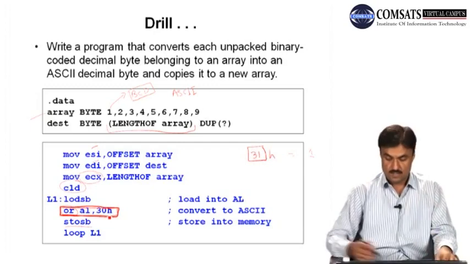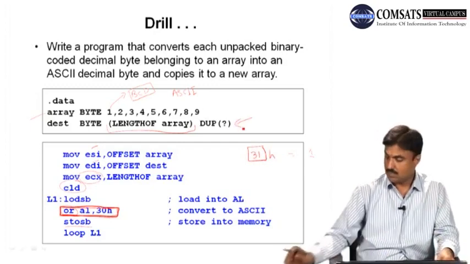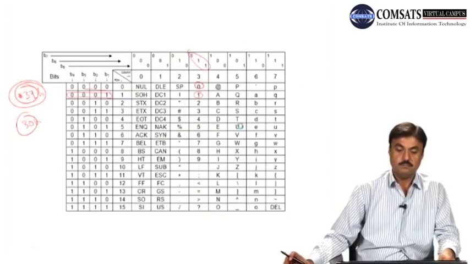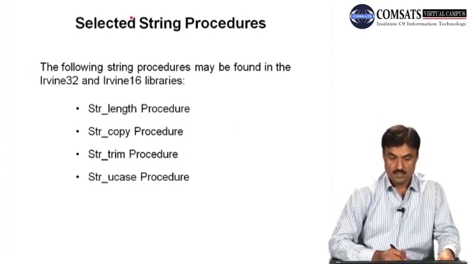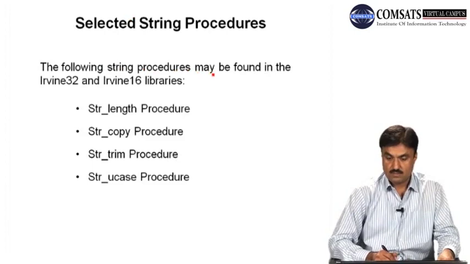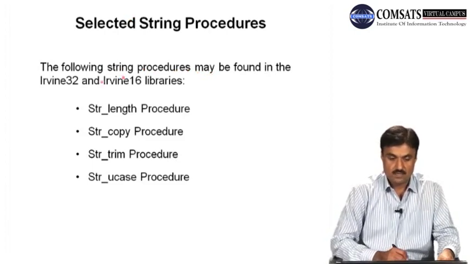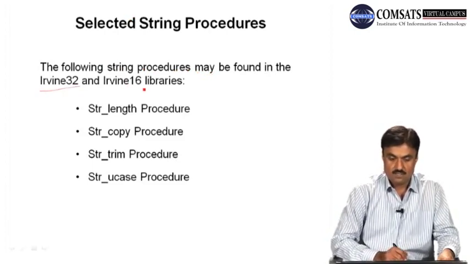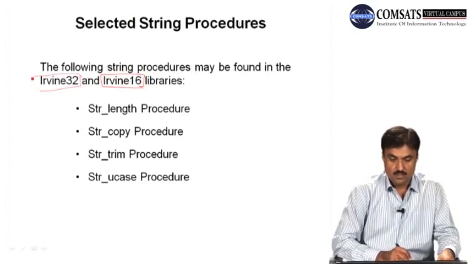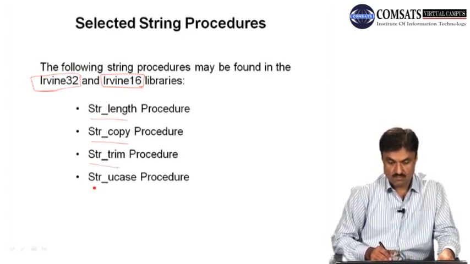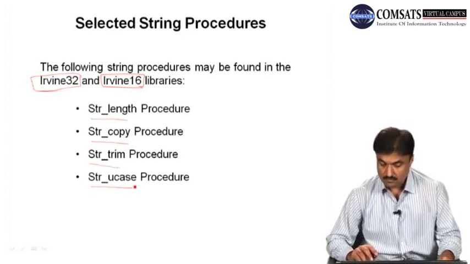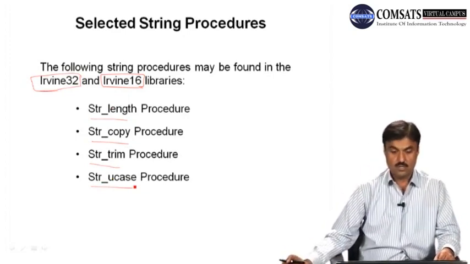And it will write into this new array, and so on. Now these are the selected string procedures. Here you can see the string procedures you can find in Irvine32 or Irvine16. These are the libraries inside the book, like string length, string copy, string trim, and uppercase, and so on. So we will go through all these procedures.